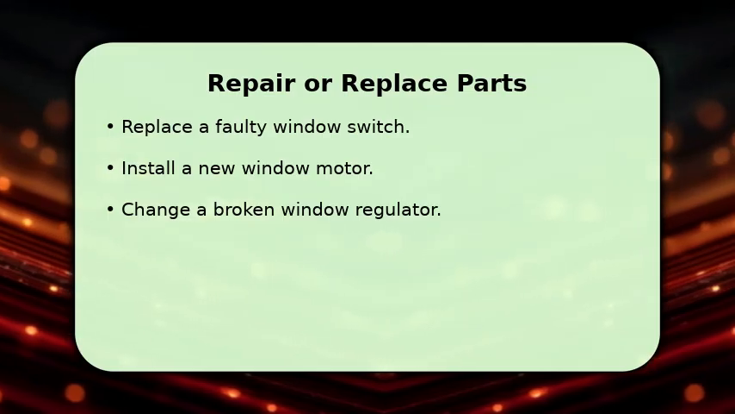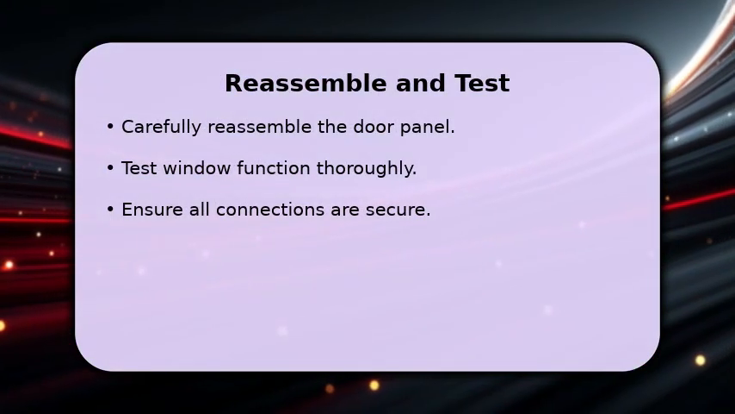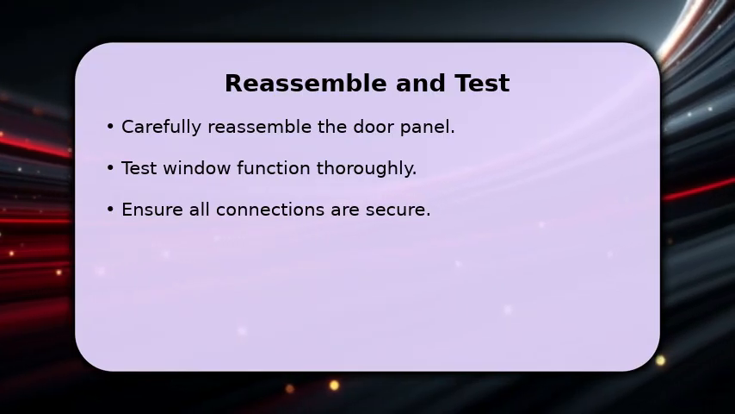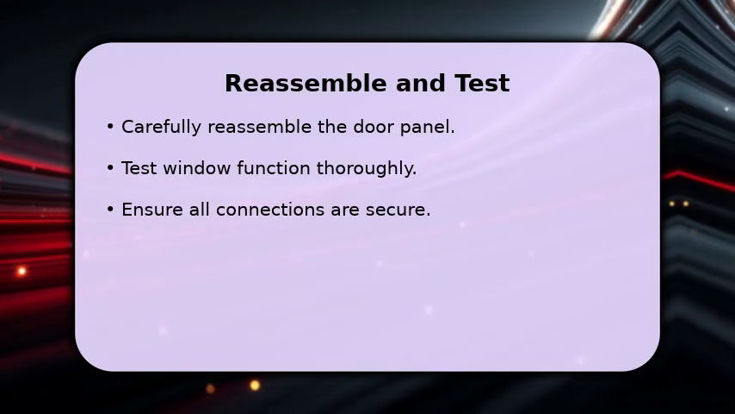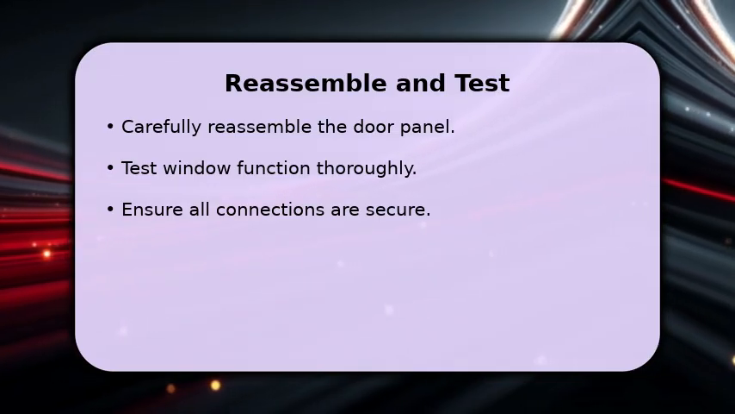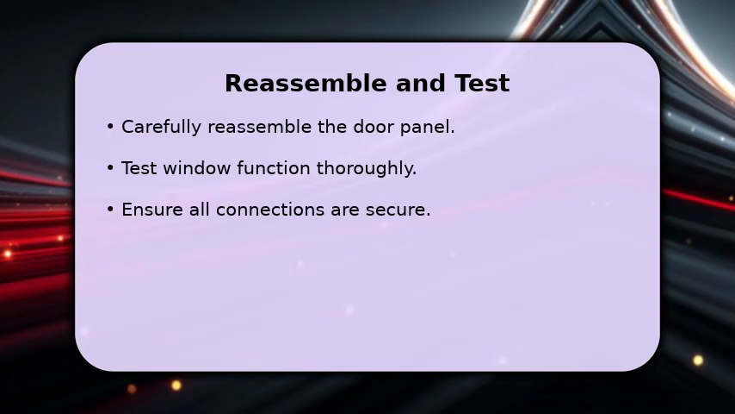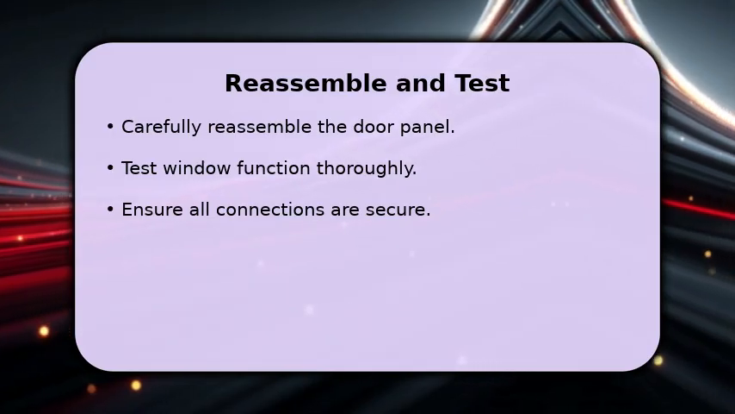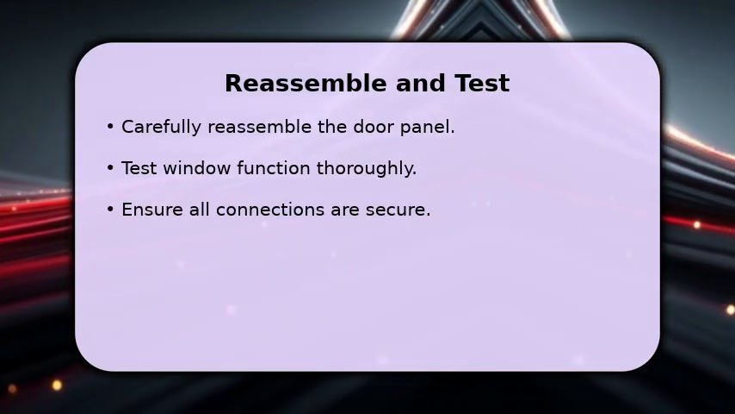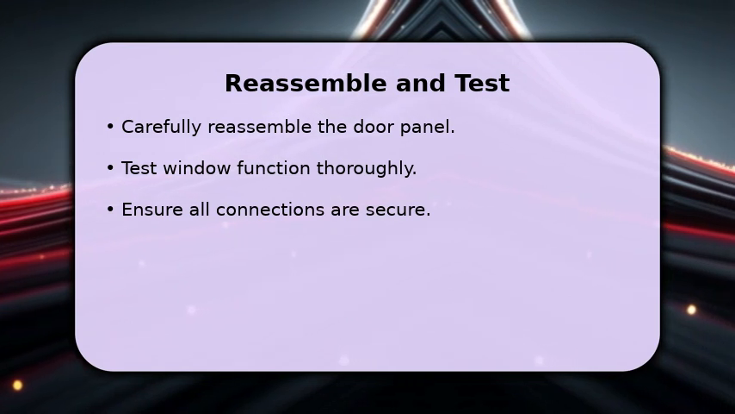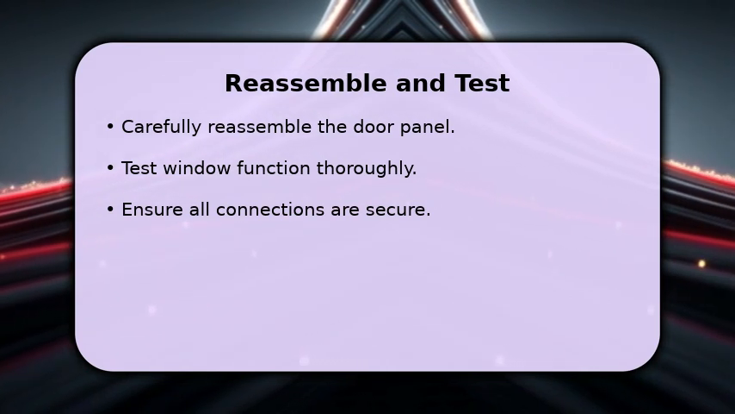and mounting points. After replacing the necessary parts, carefully reassemble the door panel, ensuring all clips and screws are properly secured. Before fully tightening everything, perform a thorough test of the window's function. Operate it up and down several times to confirm smooth movement and full travel. Double-check that all electrical connections are secure and that no wires are pinched.